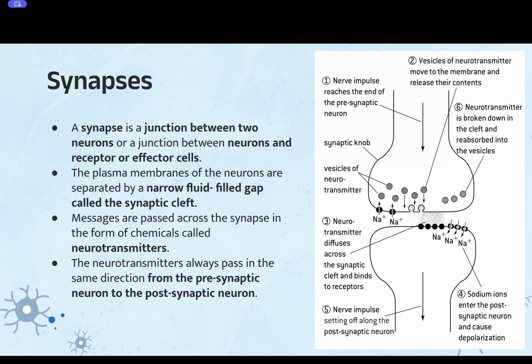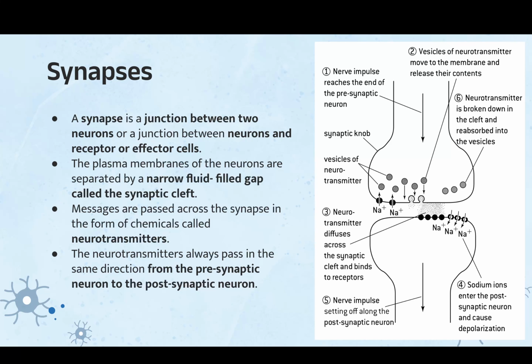So plasma membranes of neurons are separated by a narrow fluid-filled gap called the synaptic cleft. The synaptic cleft is the space between these two neurons. Hold on, I'm going to change this again because it's easier when I can point at stuff.